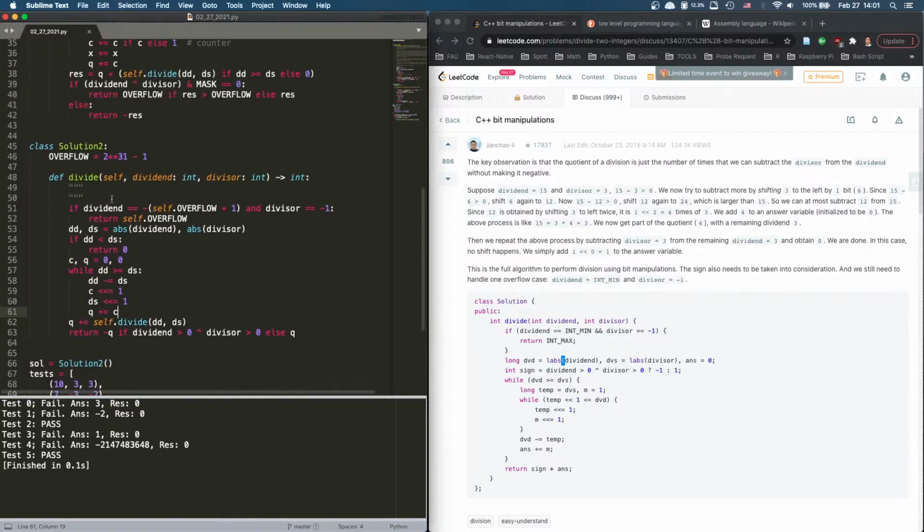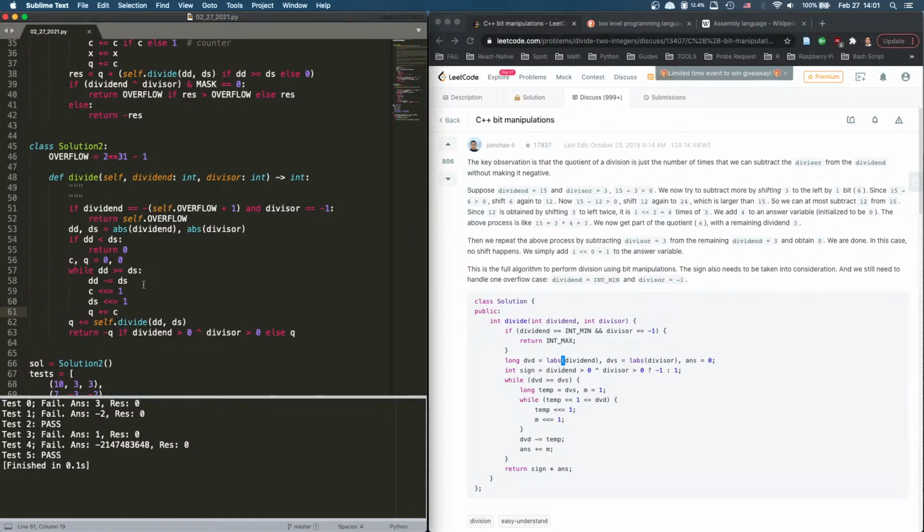Let's take a look. So this is not going to be affected initially, so we have 10 and 3. 10 is not smaller than 3. We go here, CQ, that's good. So DD is larger, that's true, and DD minus equal to DS. So 10 minus 3 is 7. C becomes 1. And DS becomes, left shift 1, so DS becomes 6. Q now is 1. And we're going to go up, right?